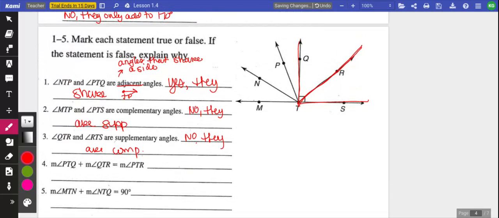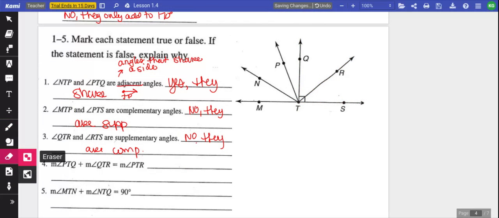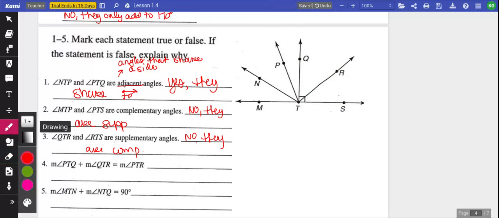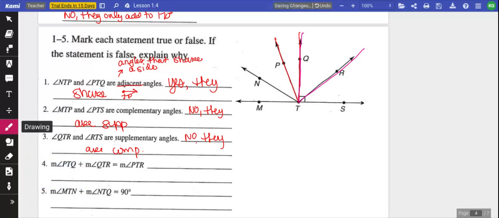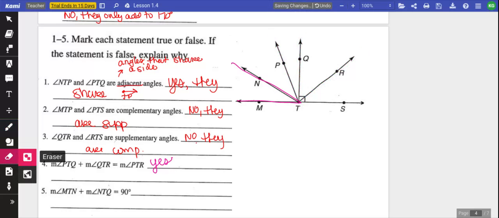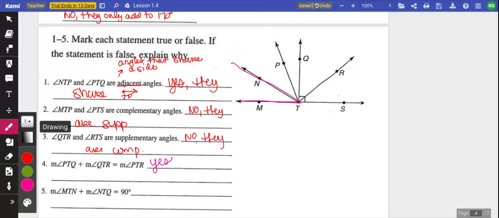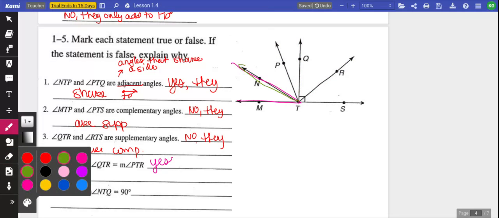If I take angle PTQ and add angle QTR, would it make PTR? Yes. Would MTN and NTQ equal 90? Yes.